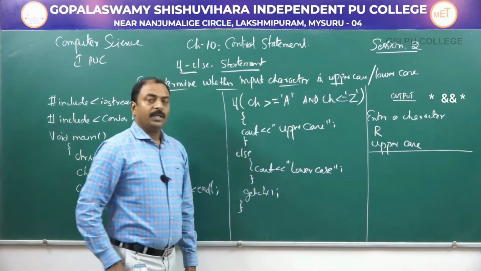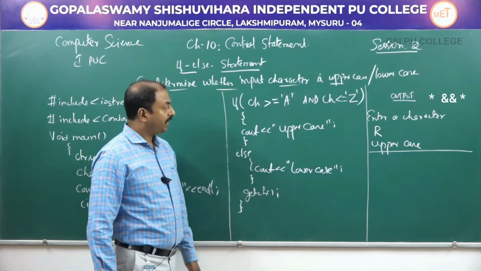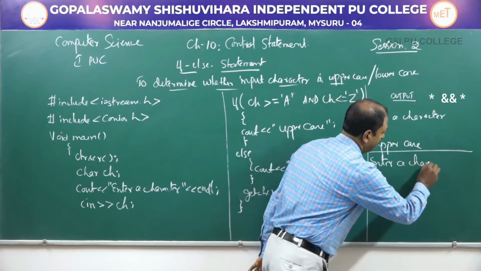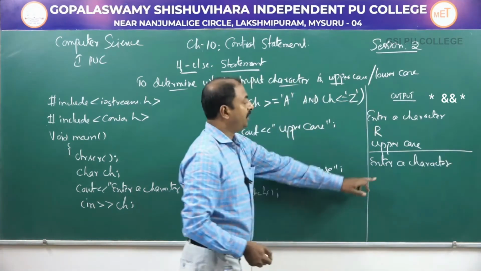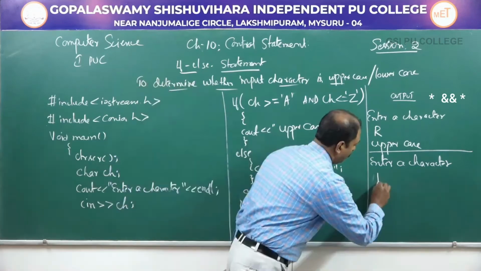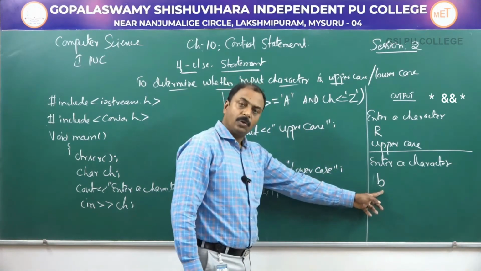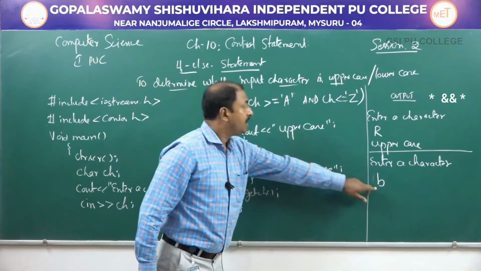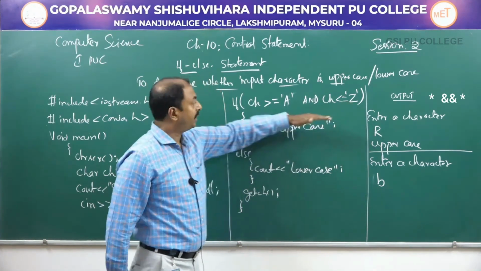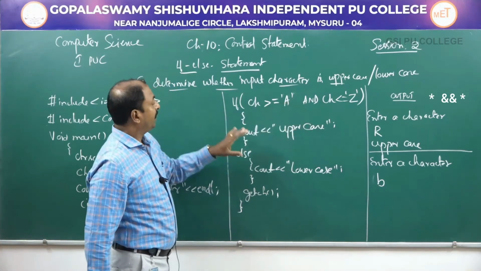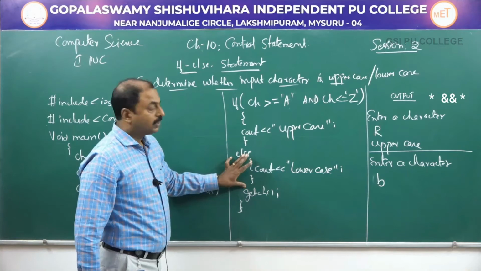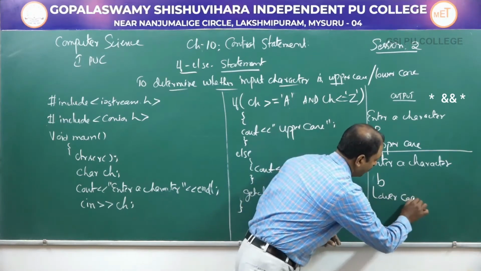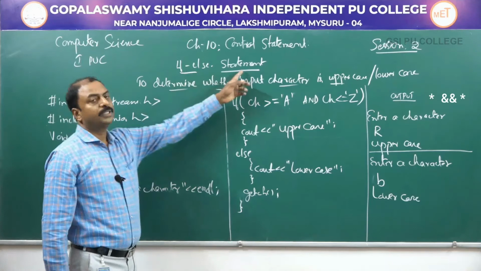Suppose you compile and execute the program again, and try with one more value. Now enter a character. Suppose we enter small letter b, lowercase. If you look at the condition here, b is not between A and Z. So in this example, the condition fails. It will skip this and go to the else part. So accordingly it is going to print lowercase.